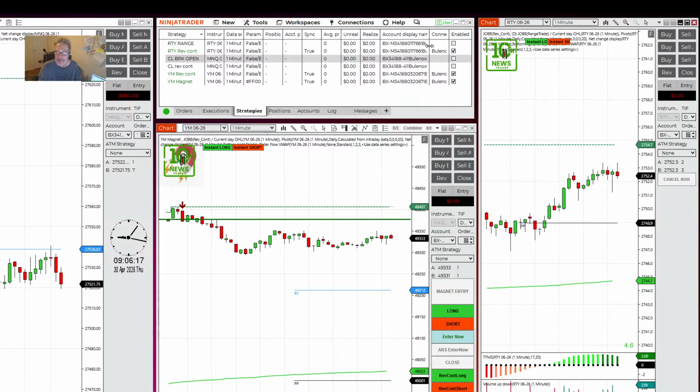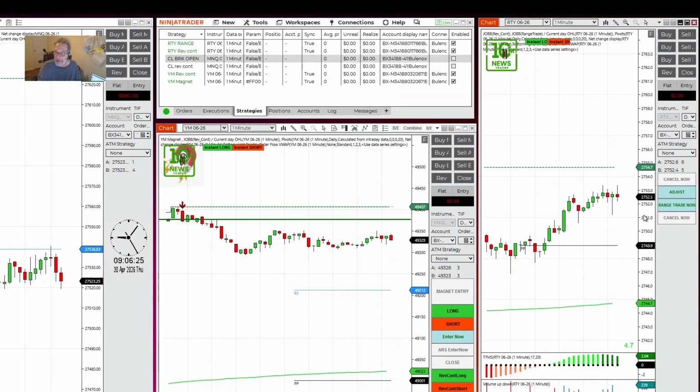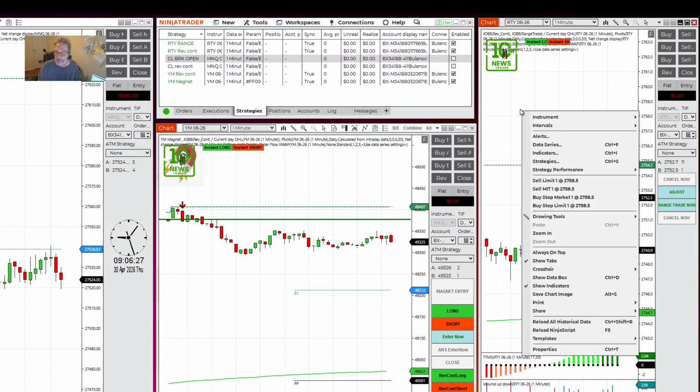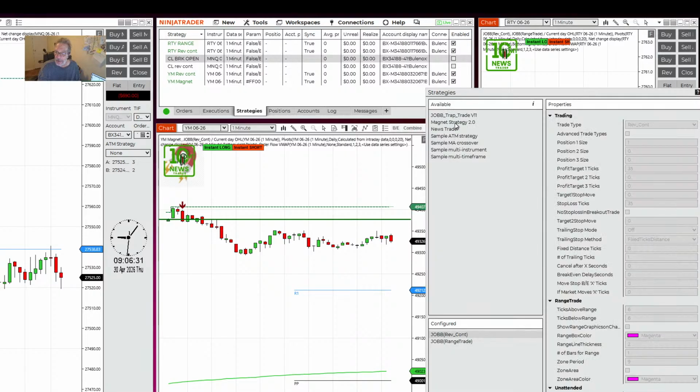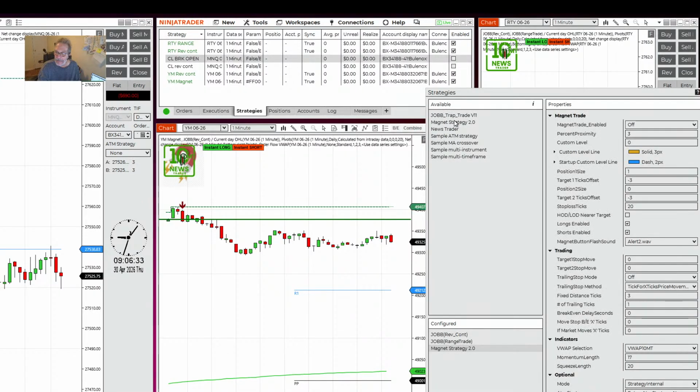And we don't have to turn the range trade on this early. You can, but nothing's going to happen until 9:25. And we can also throw a magnet on the RTY to watch for signals if we want to. Magnet, high of day, low of day.